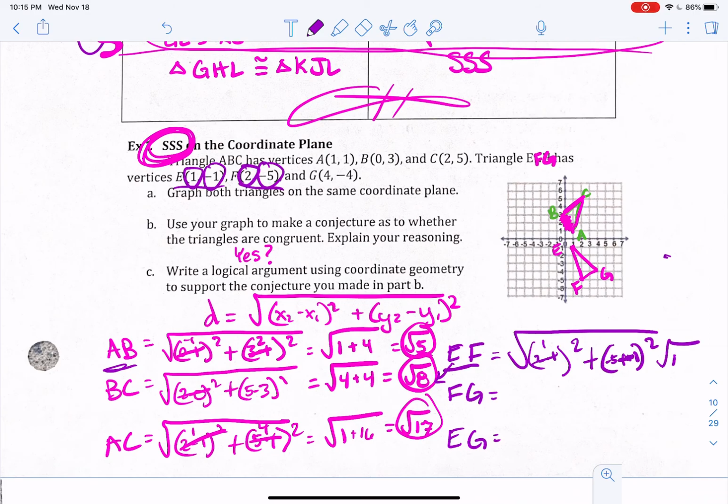Negative 5 plus 1 is negative 4 squared, which is 16. So this is the square root of 17. So evidently EF corresponds to AC, okay? Then FG, let's do him next.